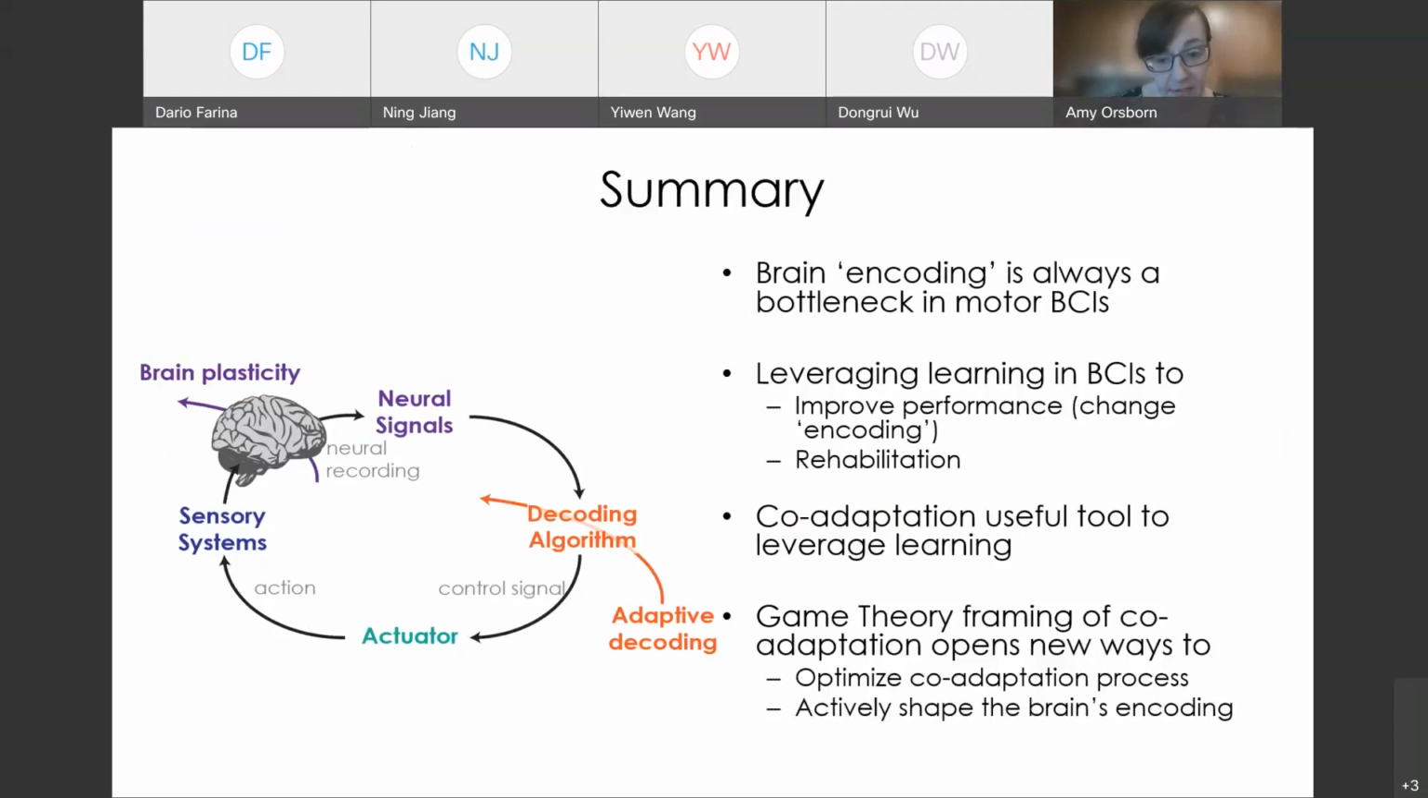And so we're now proposing this new game theory way of thinking about co-adaptation in BCIs that we're excited to test in experiments to see how this plays out.